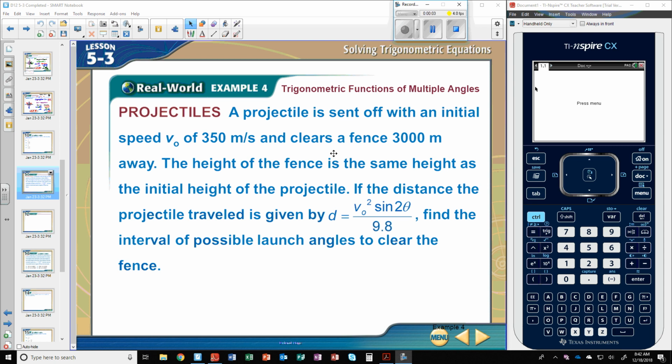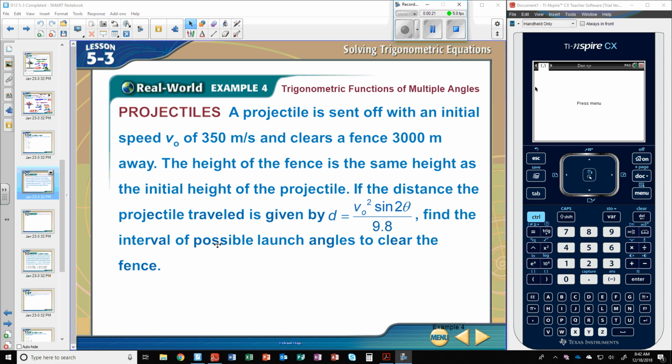Example 4. Projectiles. A projectile is sent off with an initial speed of 350 meters per second and clears a fence 3,000 meters away. The height of the fence is the same as the initial height of the projectile. If the distance the projectile traveled is given by d equals this equation, find the interval of possible launch angles to clear the fence.